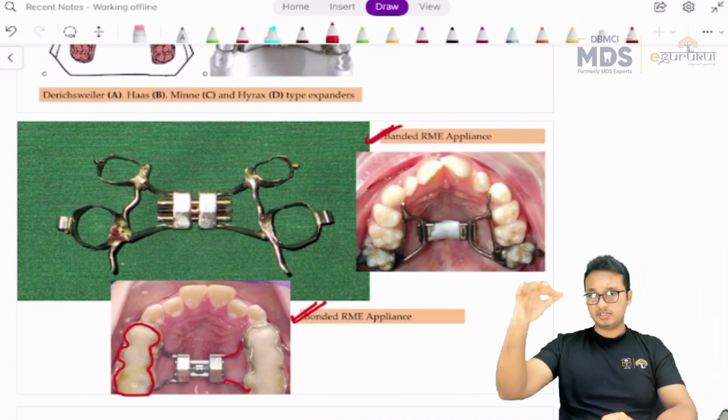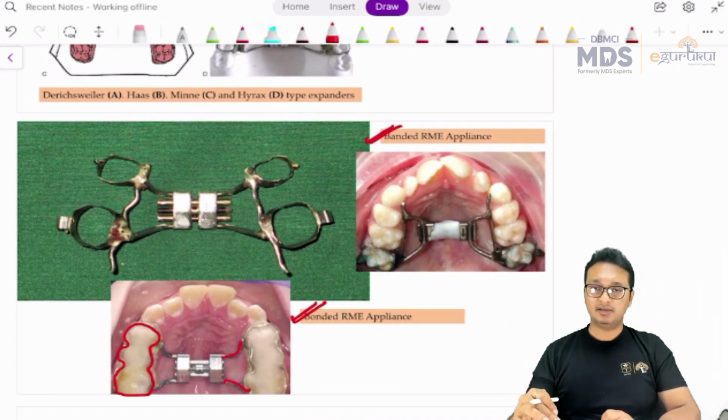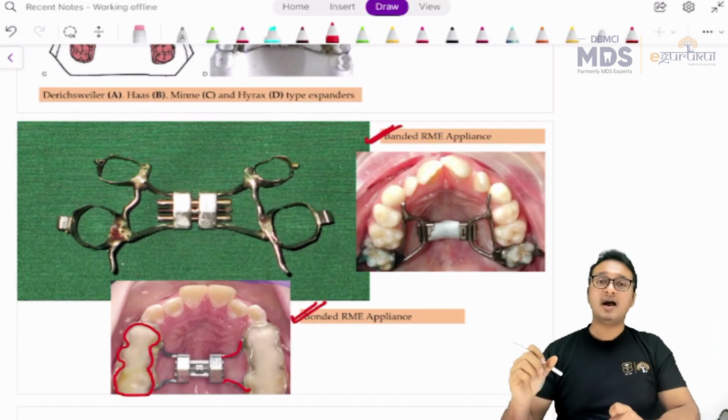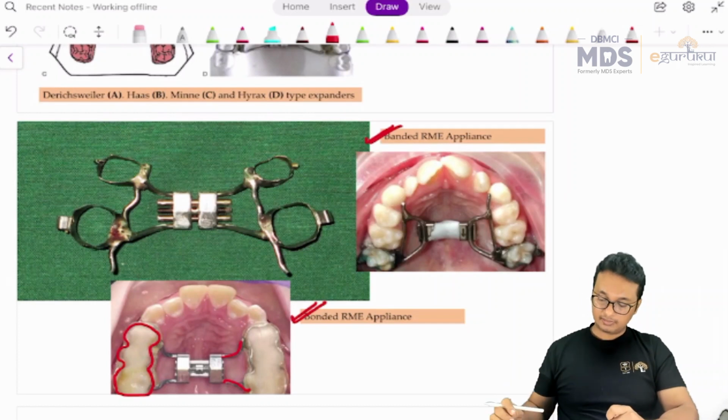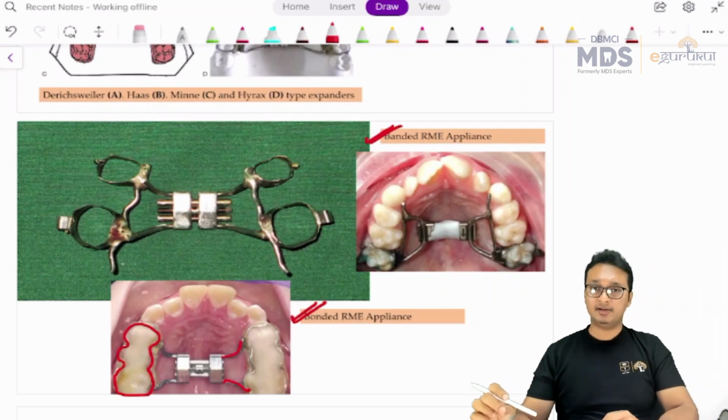Whereas we want such overhanging of the maxillary mesiopalatal cusp in cases of horizontally growing patients having deep bite tendency or hypodivergent facial profile. So that's why banded RME are advocated in low angle cases, and bonded RME are advocated in high angle cases.